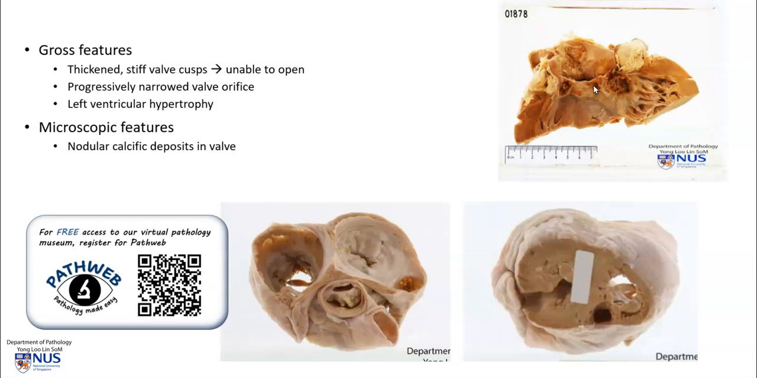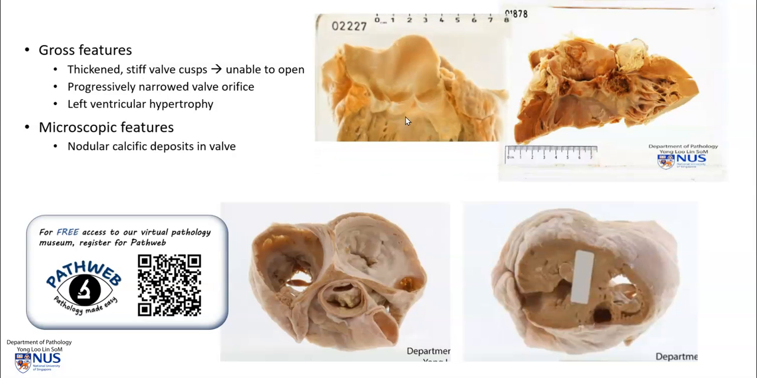Grossly, the cusps of the valve are usually thickened, and not only that, they are stiff, they are hardened. And just to show you, this is what the normal aortic valve should look like. The cusps are very translucent appearing, they are soft as well, and they are not fused together. There is also progressive narrowing of the valve orifice, and subsequently this often results in left ventricular hypertrophy. So here is a very good example of left ventricular hypertrophy.